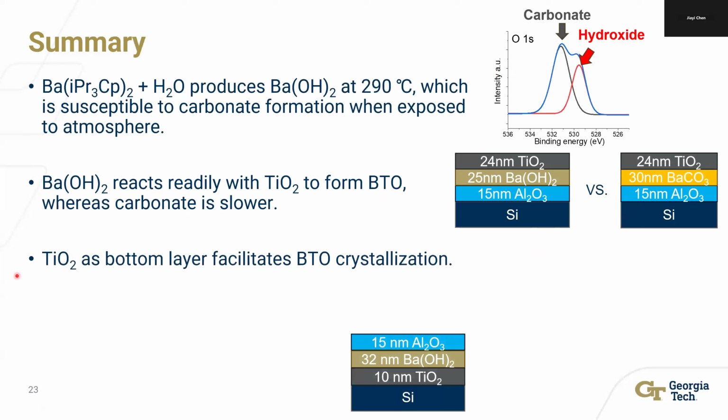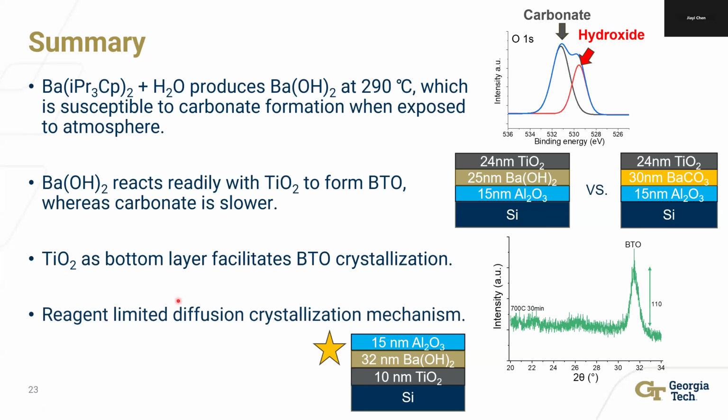And we find that there has to be a separation layer between the barium and silicon. And if we choose TiO2 as the bottom layer, it facilitates crystallization better than aluminum oxide. And finally, we review the reagent limited diffusion crystallization mechanism in these nanolaminate structures.